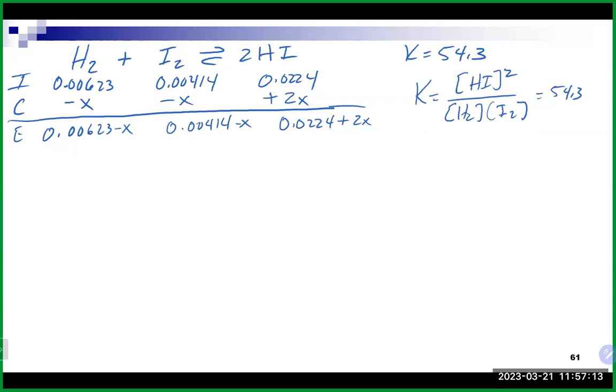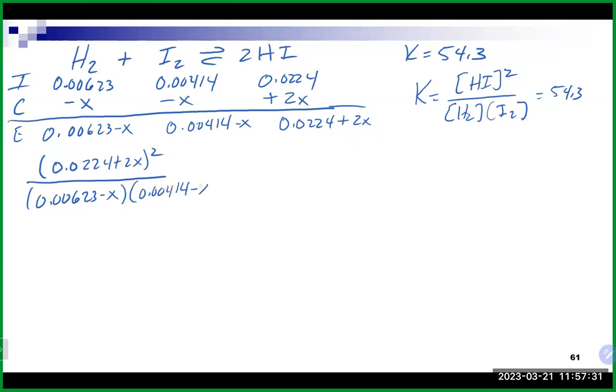Okay, so we are then going to put that into our expression here and get really sad, because it looks like a lot of math coming our way. So this is 2x squared, that's going to be over 0.00623 minus x, times 0.00414 minus x. And once again, that's going to give us 54.3. All right, so we obviously have some factoring and all that good stuff to do.